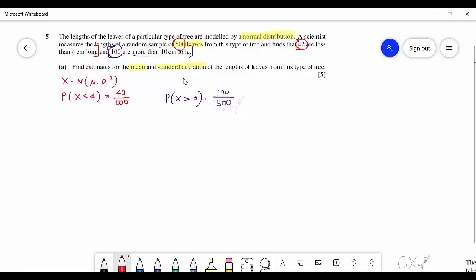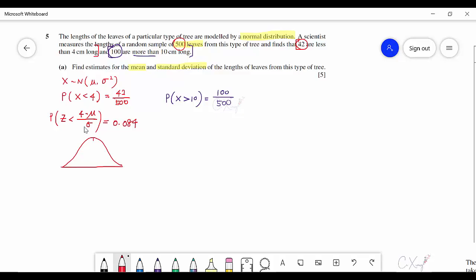Since we know that it is normally distributed, we want to standardize it. We want to change it to Z. So 4 minus mu divided by standard deviation, and I should get 0.084. Sorry, 0.084. If I want to find out this value for Z from the table, then maybe before I find out the value, I will try to draw a diagram.